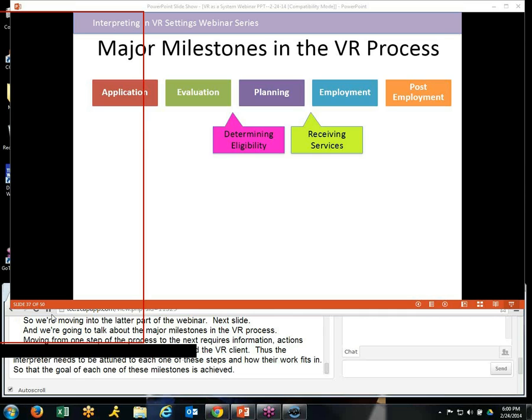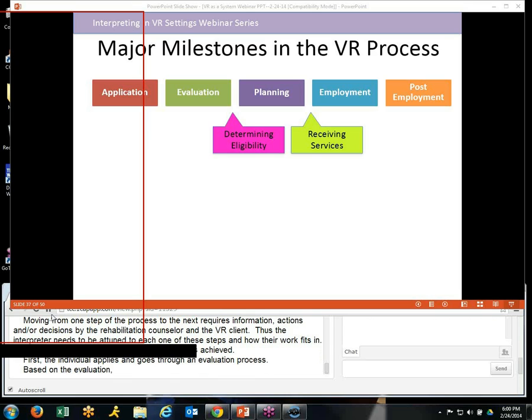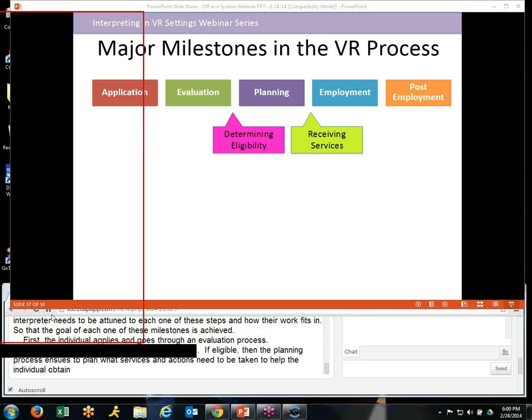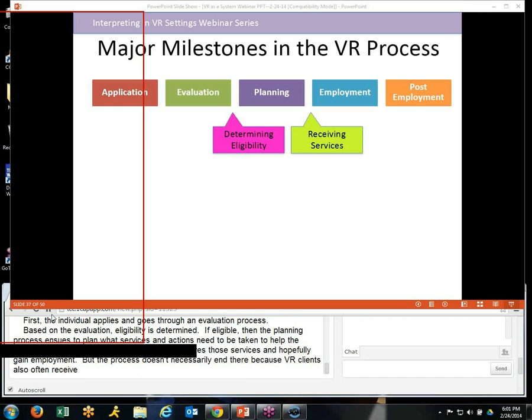First, the individual applies and goes through an evaluation process. Based on the evaluation, eligibility is determined. If eligible, then a planning process ensues to plan what services and actions need to be taken to help the individual obtain employment. The individual receives those services and hopefully gains employment. But the process doesn't necessarily end there because VR clients also often receive post-employment services.